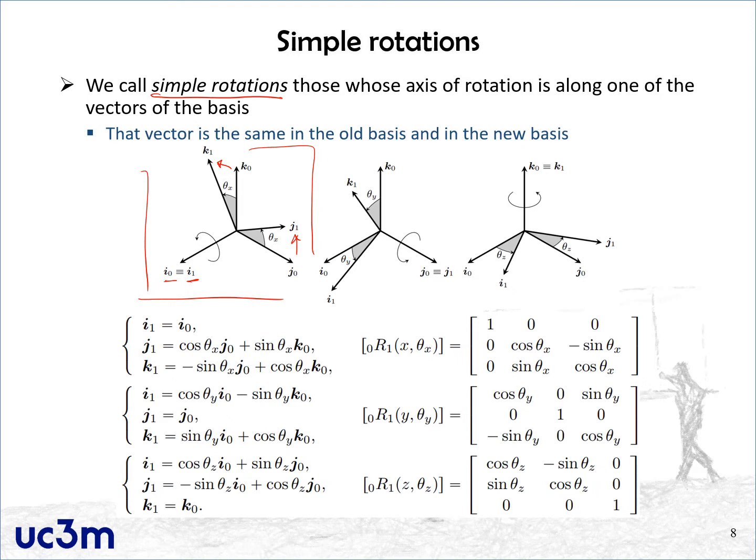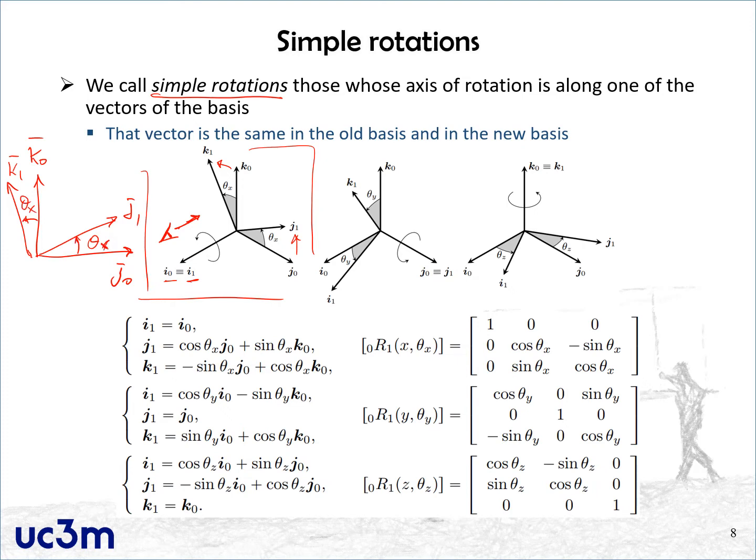Whenever we have this type of rotation, it's very convenient to look at the rotation plane perpendicularly. So if we look from the I0 axis here, we will see something like this. So this is J0, this is K0, and this is J1, and this is K1. And this is the angle theta x, because we are rotating about the x-axis.